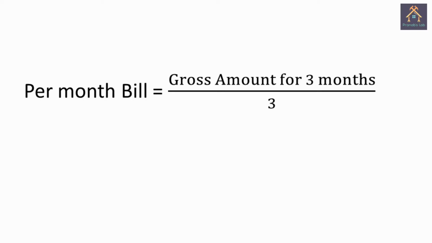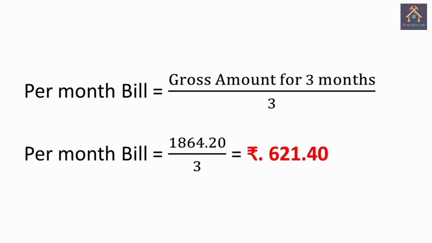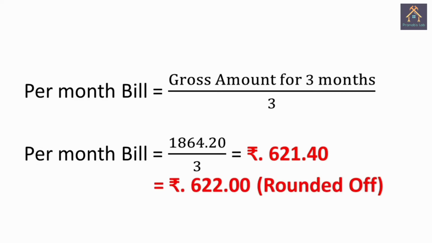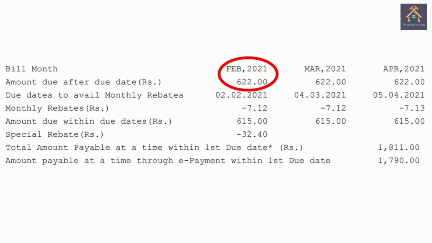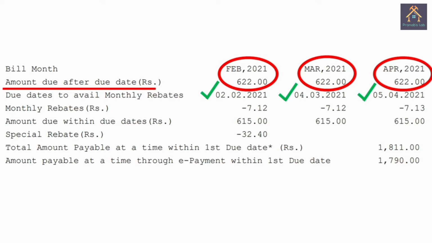That means the per month bill will be the gross amount for 3 months divided by 3, that is 621 rupees 40 paisa, rounded off to 622 rupees. In the bill you can see the bill amount for February is 622 rupees, and for March and April it's also 622 rupees. That means the total gross amount is divided by 3 and 622 rupees is formed, and this 622 rupees you have to pay after due dates. For February the due date is 2nd February, for March it is 4th March, and for April it's 5th April.